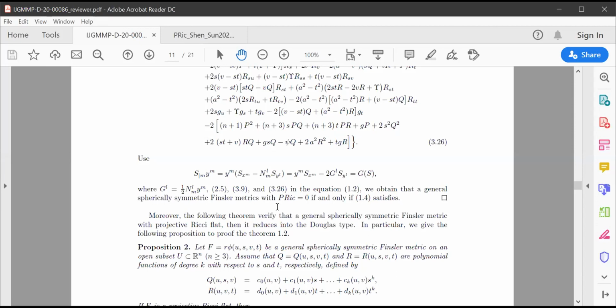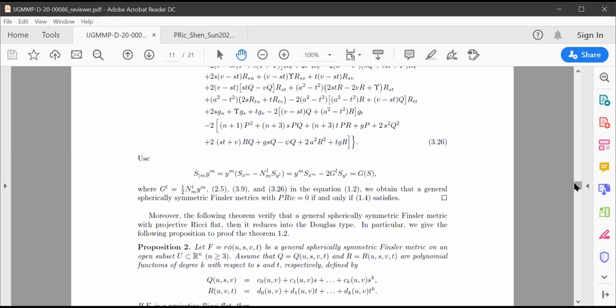So that's a little bit more special. It's not the usual sense. Maybe you can prove that it must be general spherically symmetric, but you cannot just assume that for the general spherically symmetric volume form, the projective Ricci curvature is 0. That's the issue here, the definition of the projective Ricci curvature. So that's my comment on the paper.